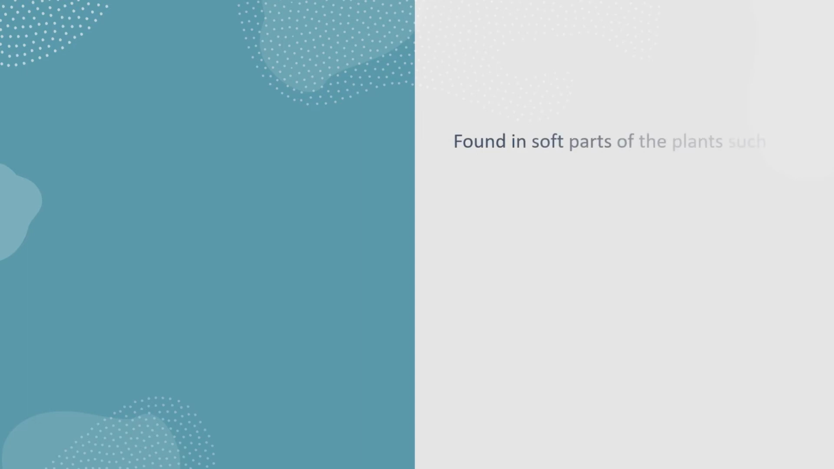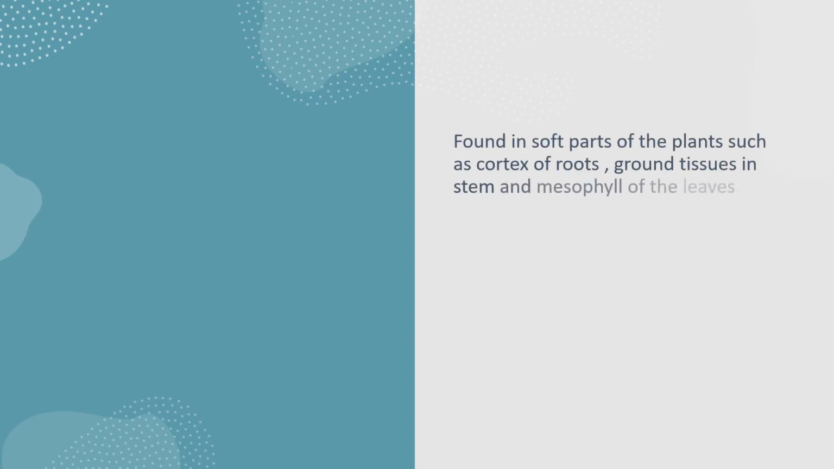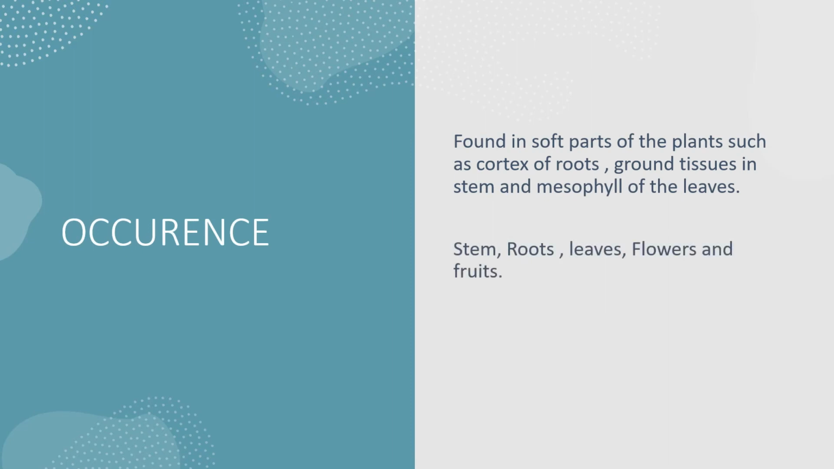Let's see the occurrence. So this tissue, the parenchyma tissue, will be found in soft parts of the plants such as the cortex of roots, ground tissue in the stem, and the mesophyll of the leaves. So we can say that these will be found in the stems, roots, leaves, flowers, and the fruits.